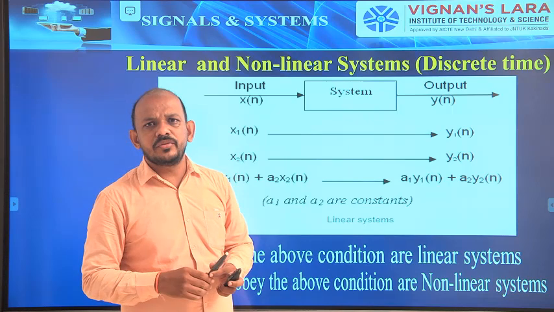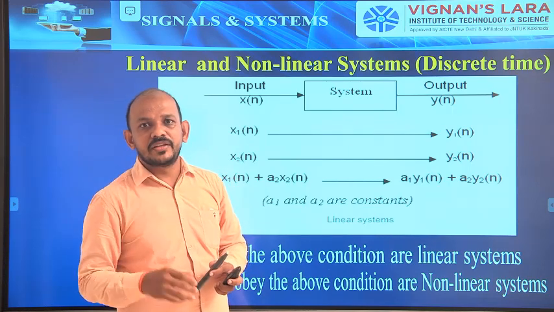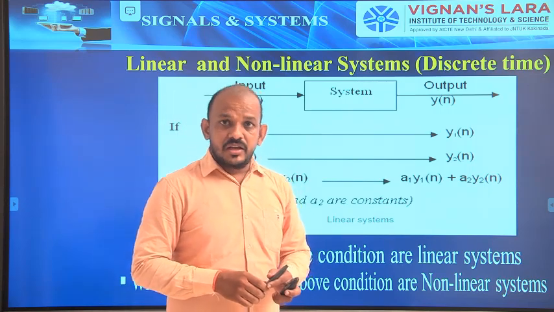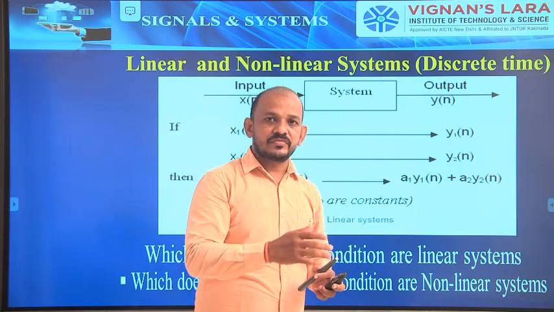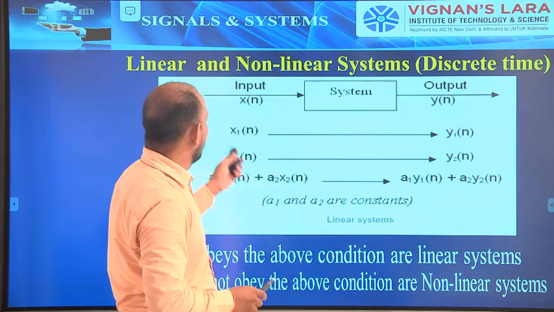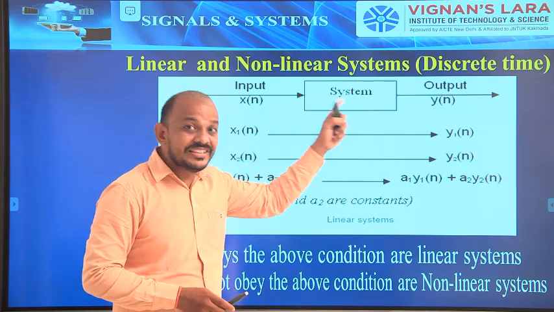In place of y of t we have to write y of n. That is, replace t with n. Then we can get the equations for linear and non-linear systems with respect to discrete time. I am explaining linear and non-linear systems with respect to discrete time.